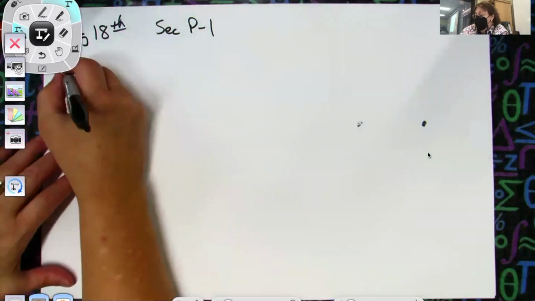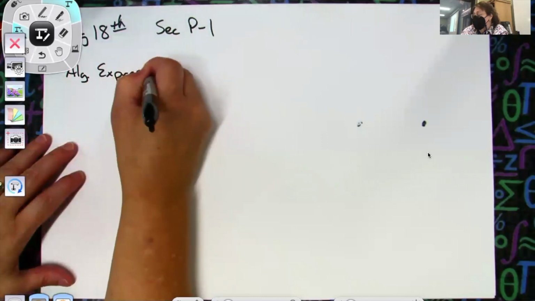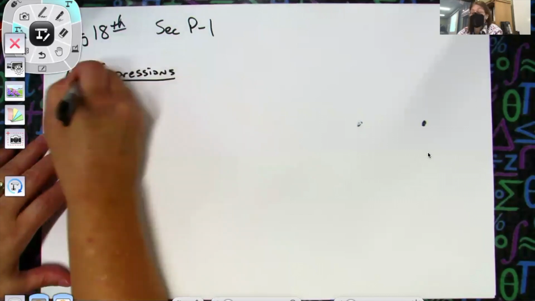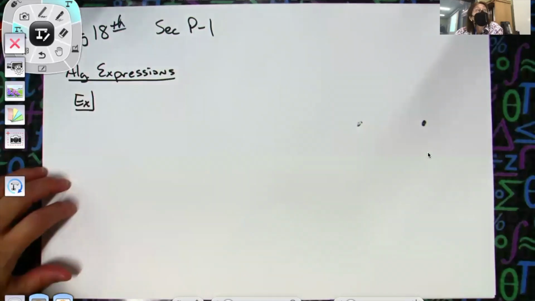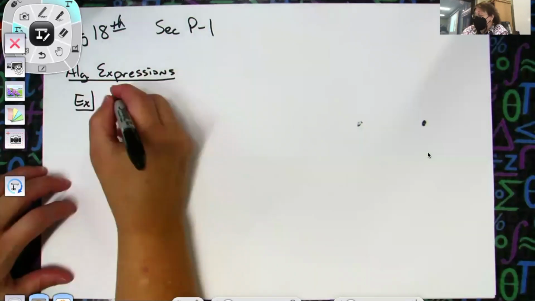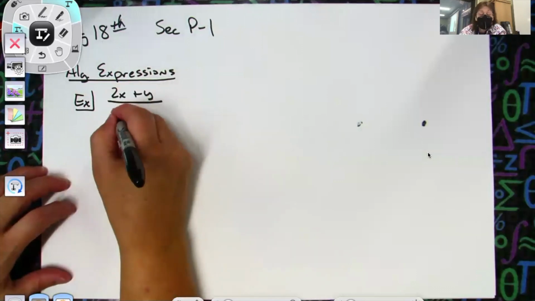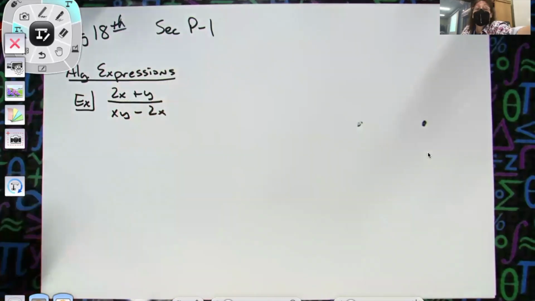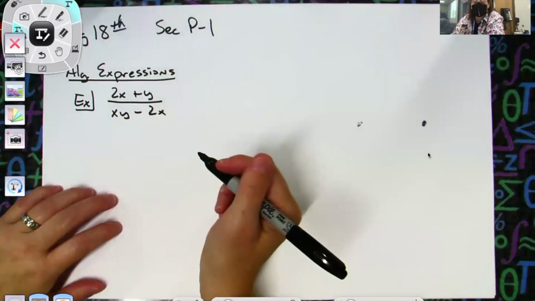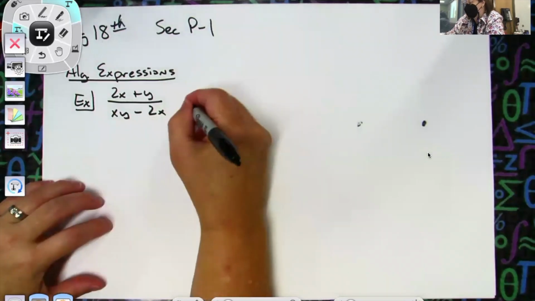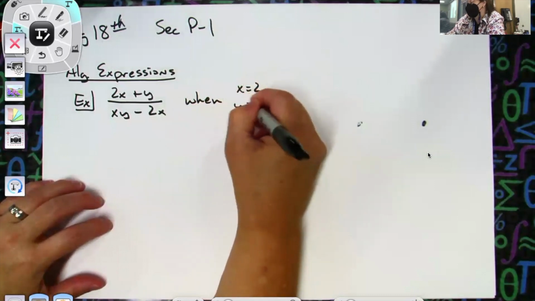Okay, so algebraic expressions. All right, I'm only going to do a couple examples. Actually, I'm only going to do one example. All right, this should really seriously be review. So let's suppose you had something like (2x + y) over (xy - 2x). Okay, so if I want you to evaluate this expression, I've got to tell you what the variables are. So we're going to say something like when x equals 2 and y equals 4.